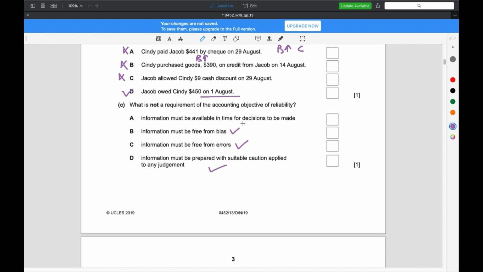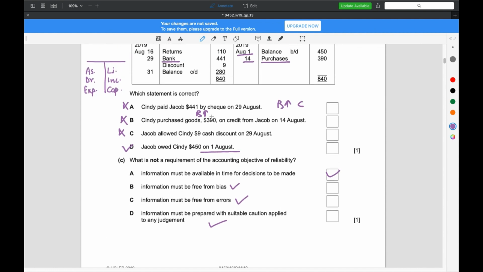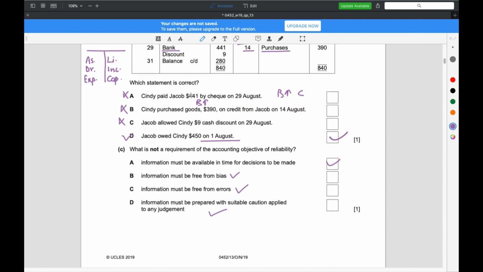Information must be available in time for decisions to be made, and this is not a primary requirement. Yes, it's important, but it's not a primary requirement. The primary requirements are that it shouldn't have bias, it shouldn't have any errors, and it should have been made with a clear judgment. So A is going to be the answer. I forgot to tick the last option, which is going to be D for question 2.